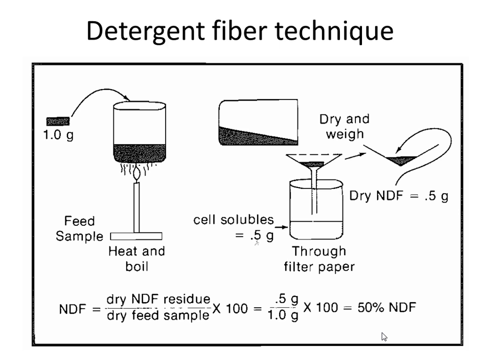Here we go. We're going to pour the solution off through a filter paper. What goes through the filter paper is the cell contents, the highly digestible fraction. What stays on top of the filter paper is neutral detergent fiber. That's the part that's partially digestible. To calculate neutral detergent fiber, it's just what percentage of the original starting sample is this residual insoluble sample? So in this case, it's 50%.